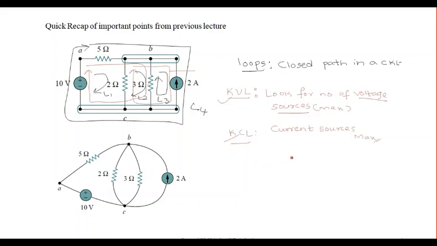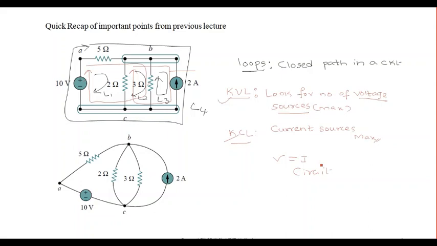What about when you have an equal number of voltage sources and current sources? Then it depends on the circuit, how that circuit is. You can use source transformation, you can convert it. We'll see the problems one by one later.